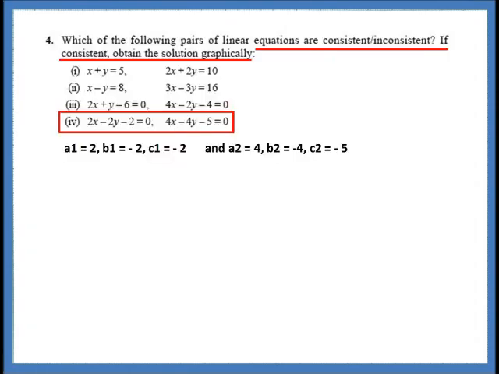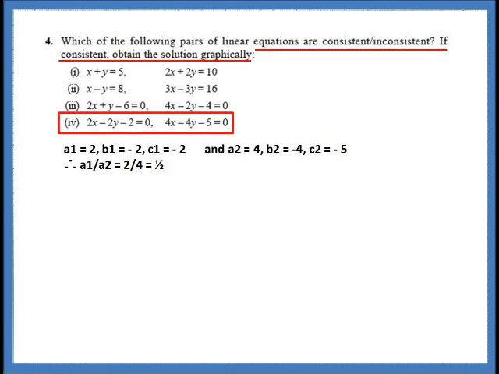This is the fourth part of the question, and the first equation is 2x minus 2y minus 2 is equal to 0, and the second equation is 4x minus 4y minus 5 is equal to 0. Therefore, by observing these two equations, we find that a1 is equal to 2, b1 is equal to minus 2, c1 is equal to minus 2, and a2 is equal to 4, b2 is equal to minus 4, and c2 is equal to minus 5.